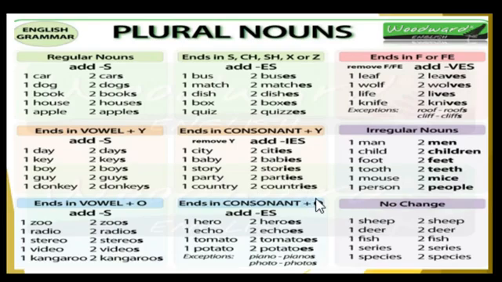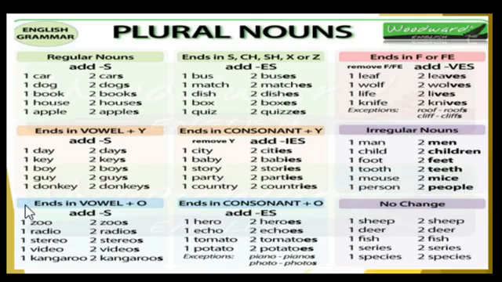Now, let's proceed to the next. We have irregular nouns. Why irregular nouns? Because they change their spelling. For example, man, men, child, children, foot, feet, tooth, teeth, mouse, mice, person, people.